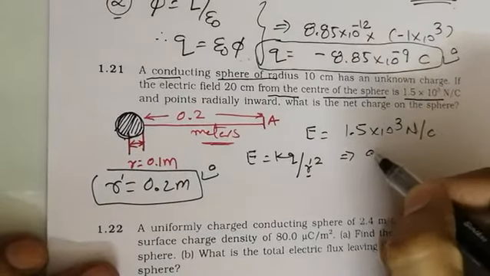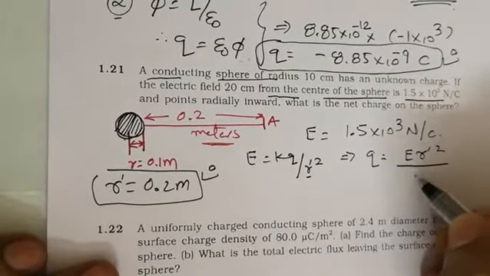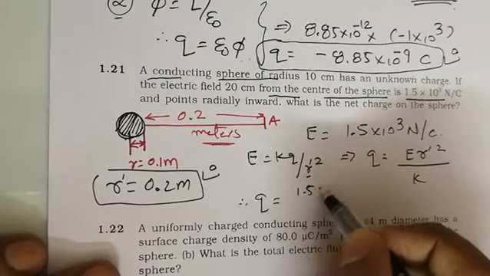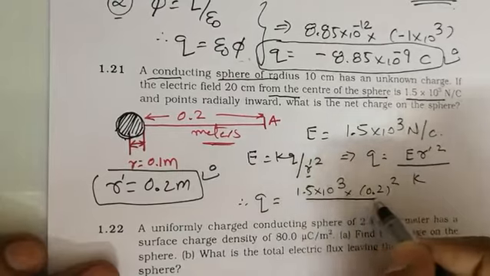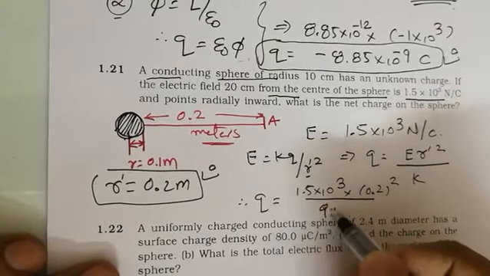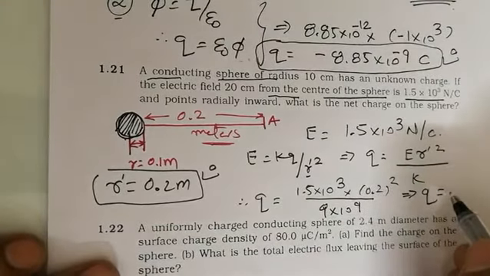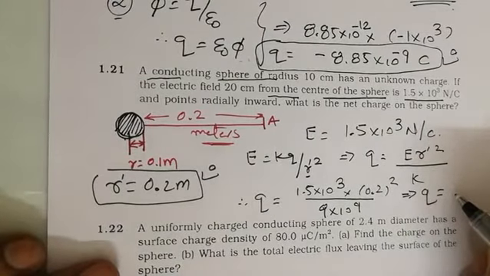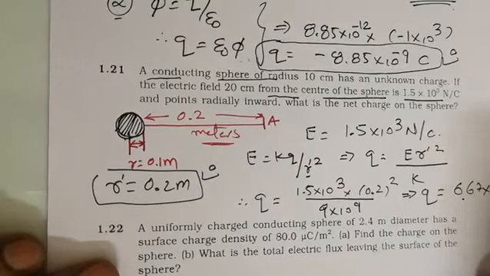We want to find the charge: q is equal to E r dash square divided by k. So q is equal to electric field 1.5 times 10 to the 3, times 0.2 square, divided by k, that is 9 times 10 to the power 9. So our value of charge q would be minus 6.67, or you can say 6.67 times 10 to the power minus 9 coulombs.